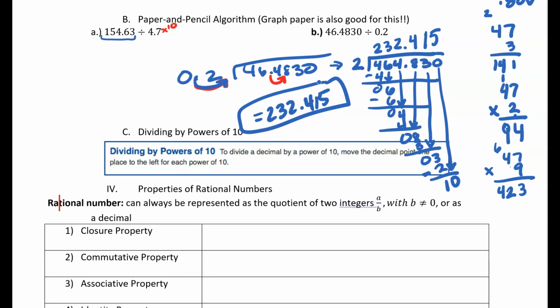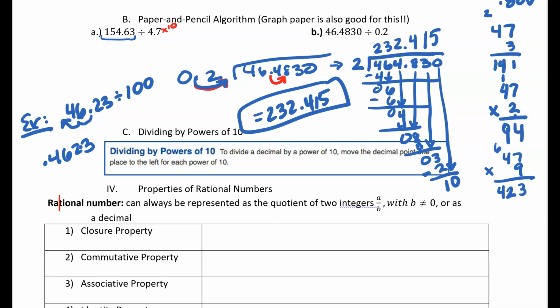And then last, I don't have any examples here, but I've got this box from the book, Dividing by Powers of 10. So remember that when we multiply by powers of 10, the decimal moves to the right. When we're dividing by powers of 10, the decimal moves to the left. So for example, I'll just make up an example, 46.23 divided by 100, since I have 2 zeros there, this decimal would move 2 spots to the left, and my answer would be 0.4623.